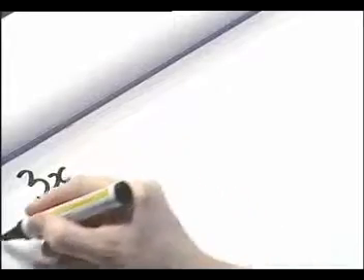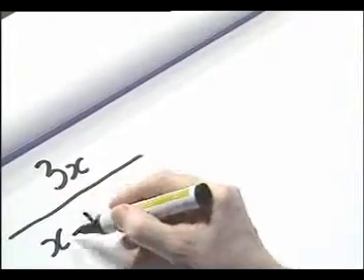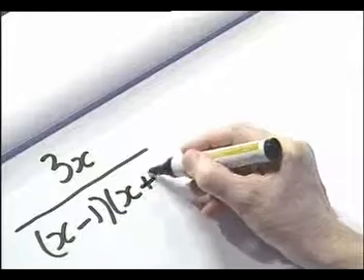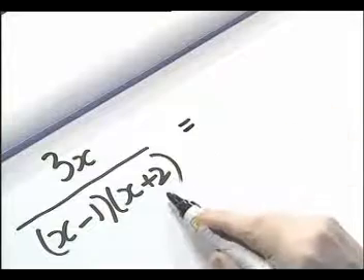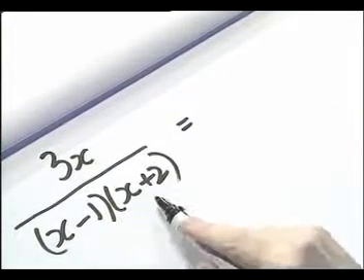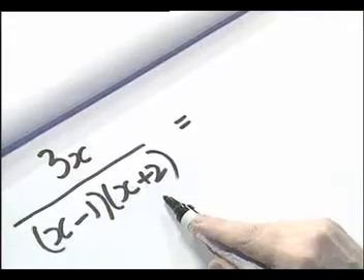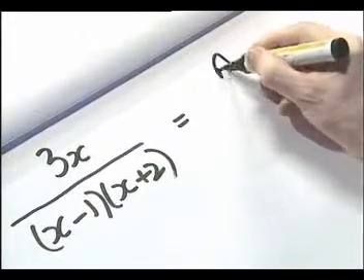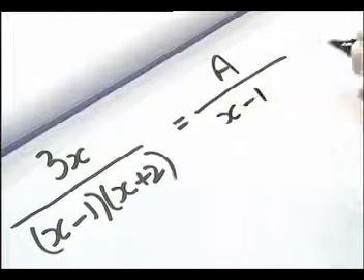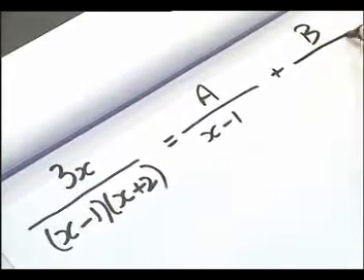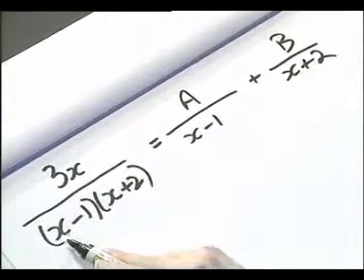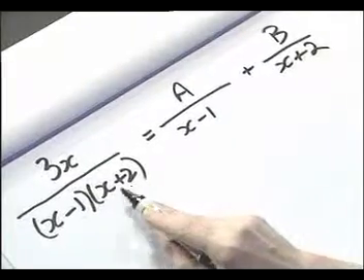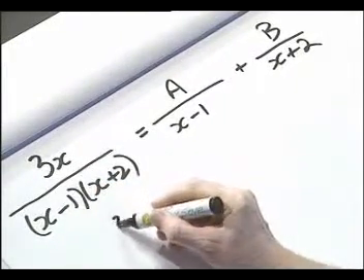We'll do another example. Let us say that we have to express 3x over x minus 1 times x plus 2 in partial fractions. Again, we look at the denominator. The factors in the denominator are x minus 1 and x plus 2. So we say that this expression is equal to a over x minus 1 plus b over x plus 2. We multiply through by x minus 1 times x plus 2. On the left-hand side, this just gives us 3x.